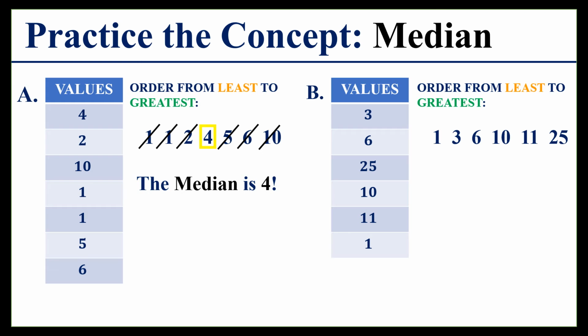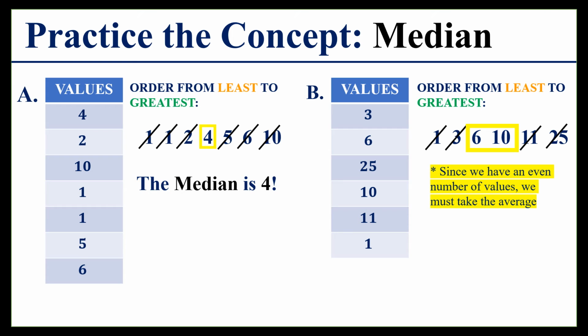For B, you must also order the values from least to greatest. Next, you want to get rid of the values that you do not need and focus on the values that are in the middle. For this example, 6 and 10 are both in the middle. Remember, since we have an even number of values, we must take the average. So the average of 6 and 10 is to add those two values, divide by 2, and you get a value of 8. So that means that the median is 8.